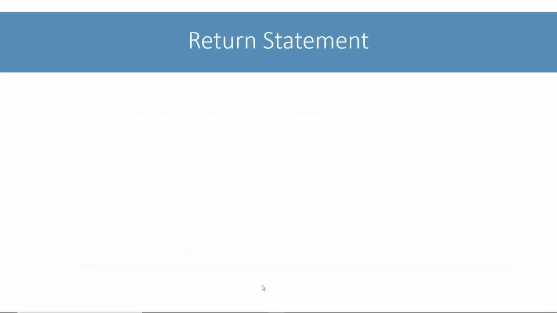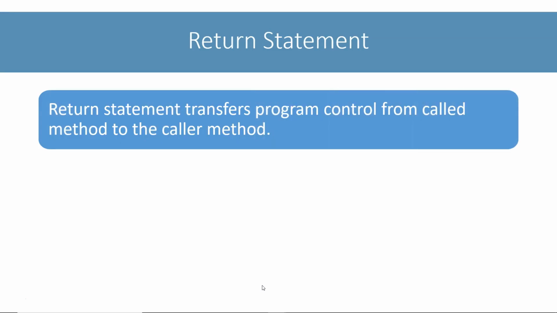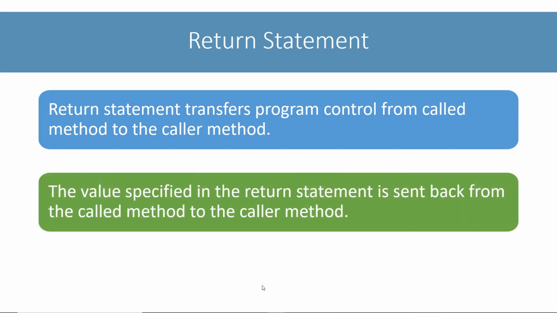Next, we will try to understand the use of return statement inside the method body. When the return statement is executed, two things happen. Program control is transferred from the called method to the caller method. The value specified in the return statement is sent back from the called method to the caller method. Let's try to understand both these points in detail through examples.